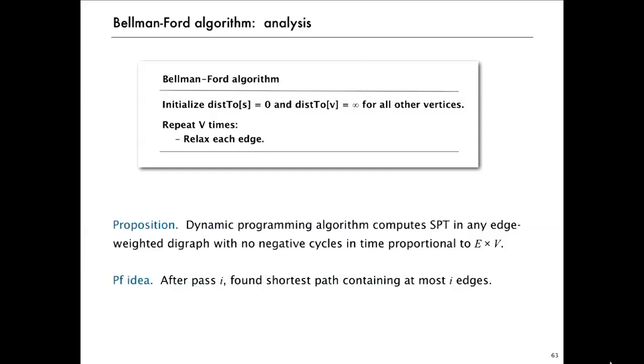One thing is to be sure that the algorithm works. And there's a couple of ways to prove it. Again, the reason the proof has to be done with care is that there could be edges with negative weights, but no negative cycles. And the idea of the proof is that after you've done the ith pass, you've found the shortest paths containing at most i edges. And we'll leave that proof for the book.